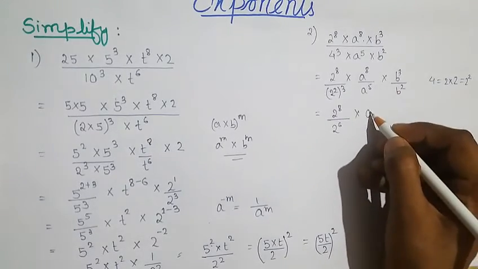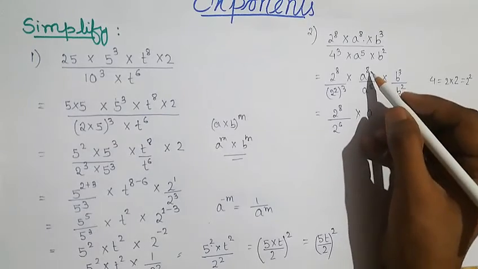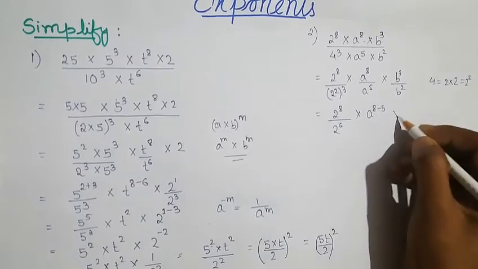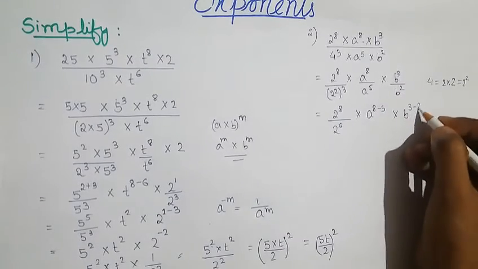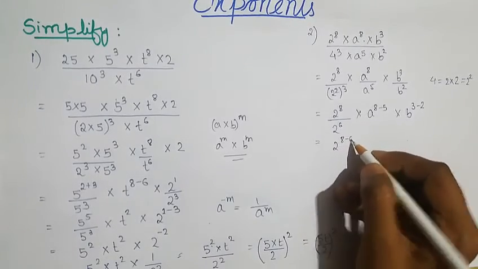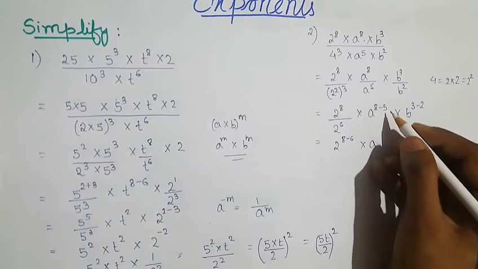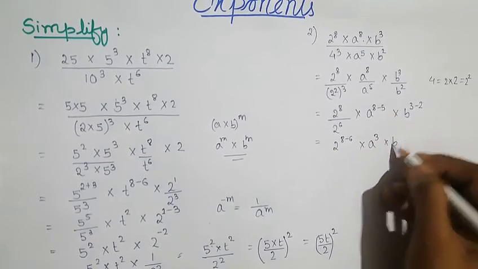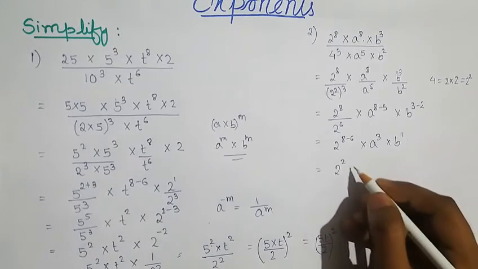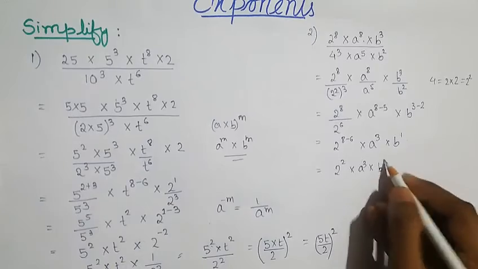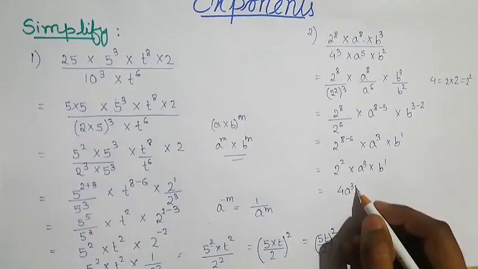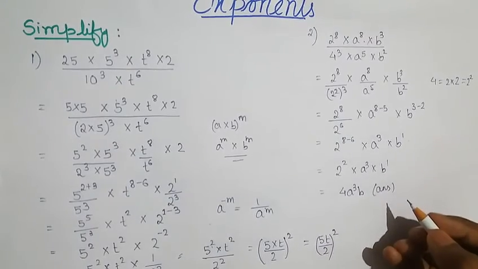Now the bases are the same and the exponents are different, and they are being divided, so we will subtract the exponents, which is 8 minus 5 for a and 3 minus 2 for b. This is equals to 2 raised to the power 8 minus 6 into a raised to the power 8 minus 5 is 3 into b raised to the power 3 minus 2 is 1. Again 2 raised to the power 8 minus 6 is 2 into a cube into b. So this can be written as 4, since 2 square is 4, a cube into b. So the answer is this.